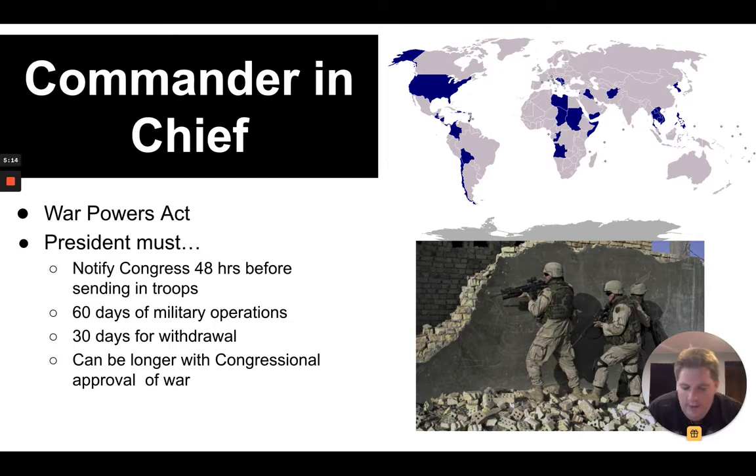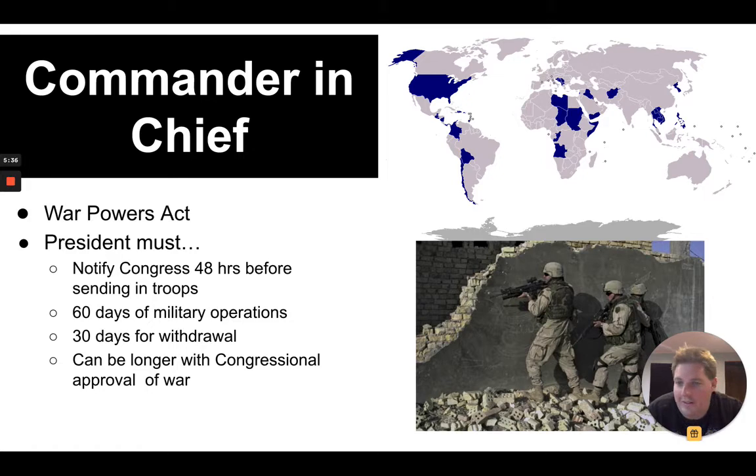And we need that in today's world where the president needs to be able to respond really quickly. And Hamilton talks about that in Federalist 70. We need an executive that can respond very, very quickly. But Congress doesn't want this to be too hasty. So in the War Powers Act, it says that Congress has to be notified in advance before sending in troops.